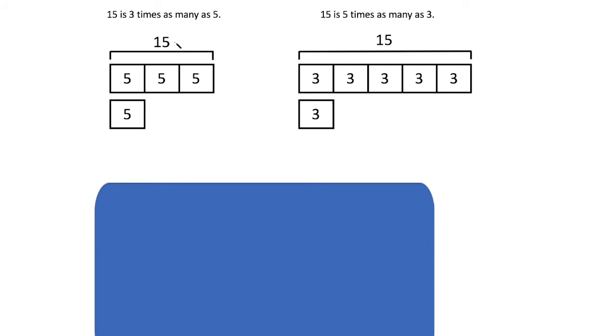Now, similarly, we have 15 written for our equation. 15 is, here's our equal sign, 5 times as many as 3. So looking at our bar model, we have 5 boxes of 3. 3 plus 3 plus 3 plus 3 plus 3 equals 15. So it's the same thing, it's just switched.